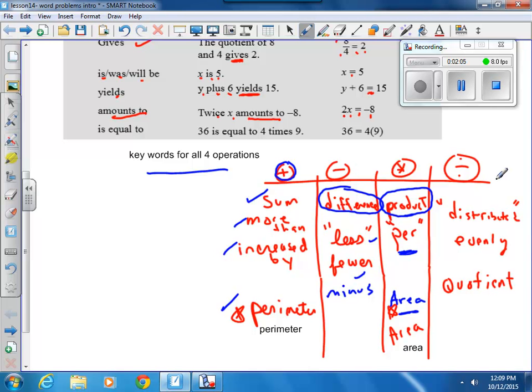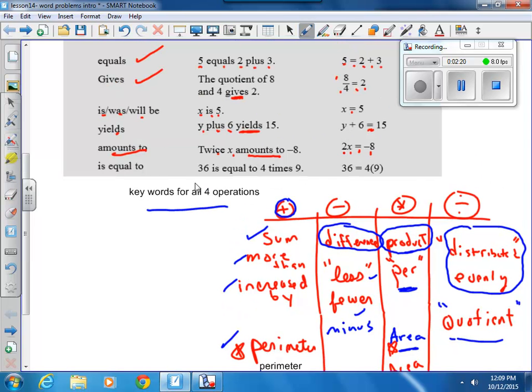Distribute it evenly. I have $20 and I want to distribute it evenly among my 4 friends. Okay, well then 20 divided by 4, right? So be on the lookout for distributed evenly for division, or quotient is a keyword that division is involved.